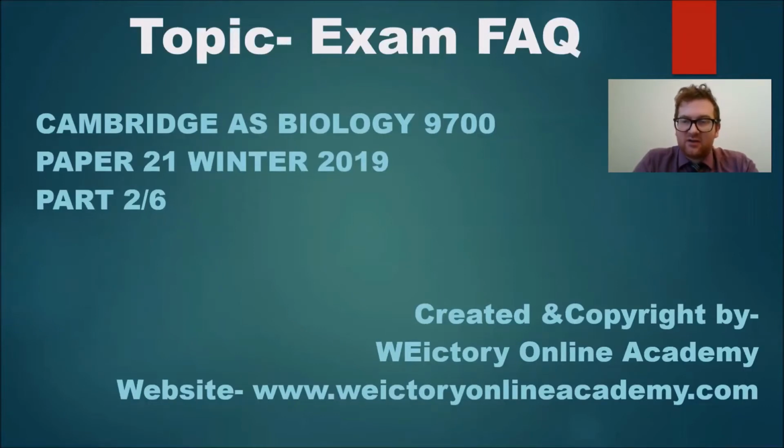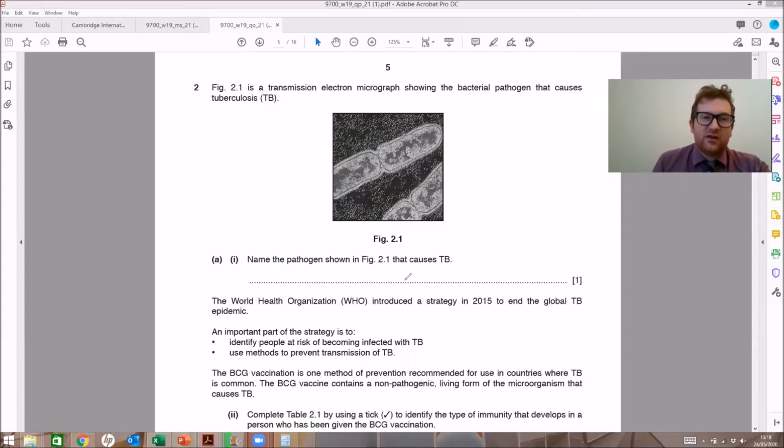In our previous video we looked at question 1. In this video we look at question 2 of the Cambridge AS Biology paper 2-1 winter 2019, course code 9700. Question 2. Figure 2.1 is a transmission electron micrograph showing the bacterial pathogen that causes tuberculosis, TB. Name the pathogen shown in figure 2.1 that causes TB.